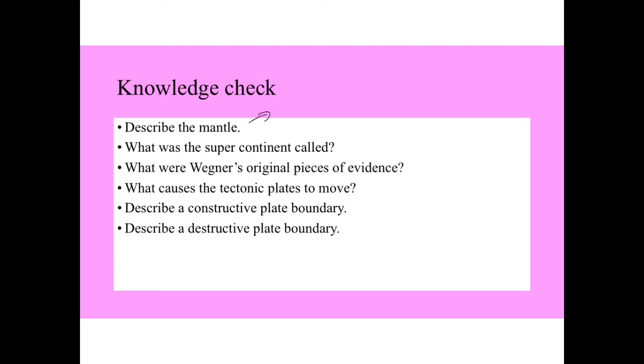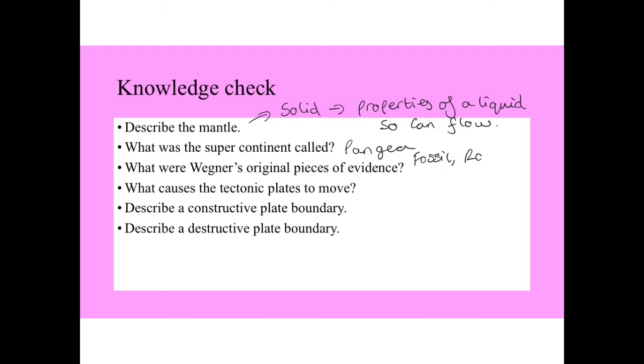So, describe the mantle. The mantle is a solid which has properties of a liquid, so can flow. Okay, what was the supercontinent called? Pangaea. What were Wegener's original pieces of evidence? Similar fossils, similar rocks, and the fact that they all fit together like a jigsaw. What causes a tectonic plate to move? Convection currents in the mantle.